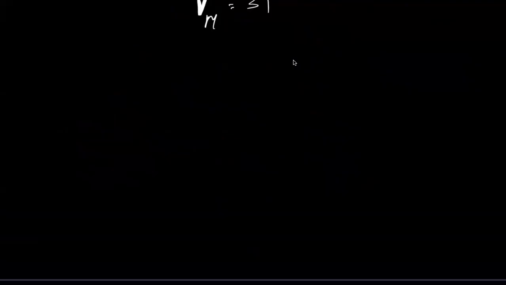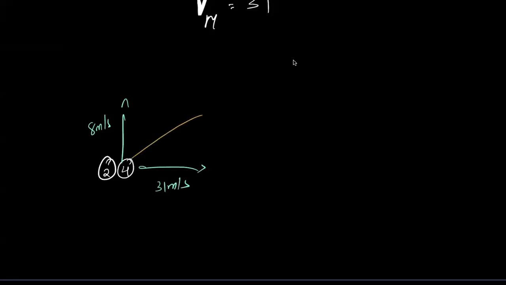I'm going to rewrite this over here. Both the objects are now stuck together. The vertical component is 8 meters per second. The horizontal component is 31 meters per second. I want to find the velocity, right? It will have one velocity, so how will I do that?